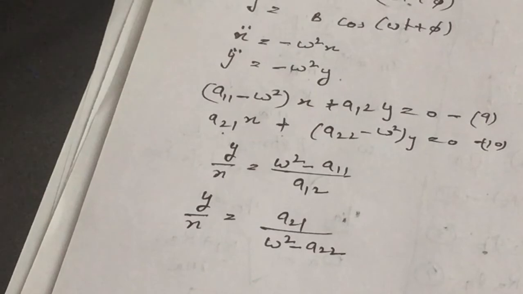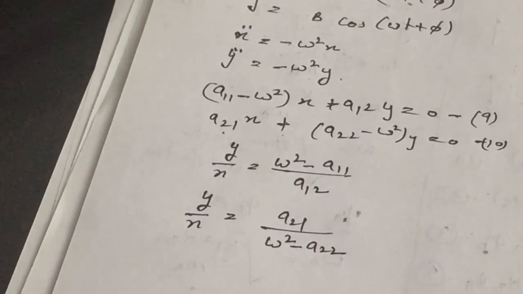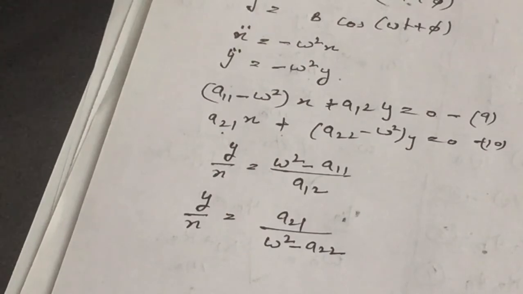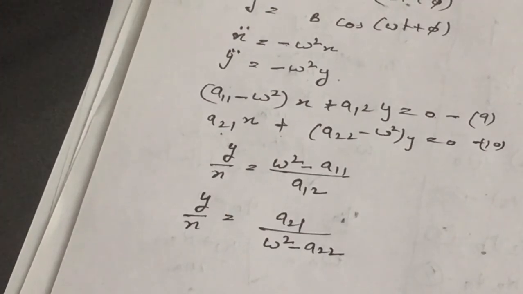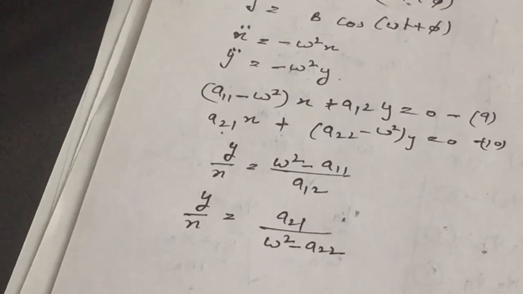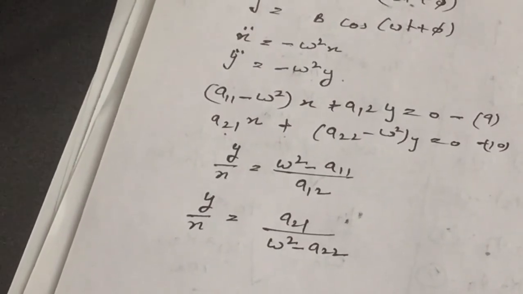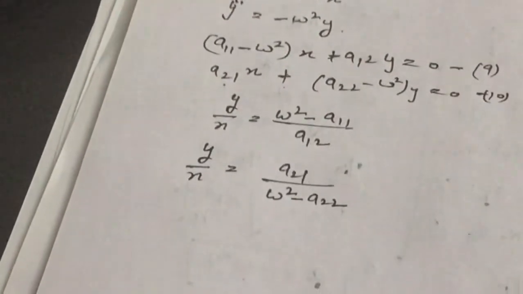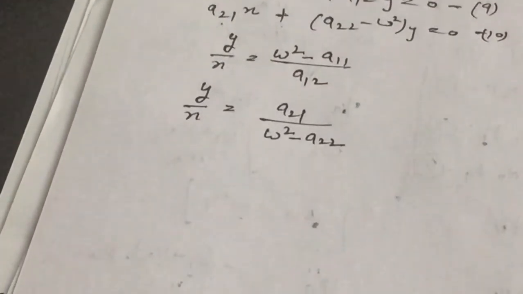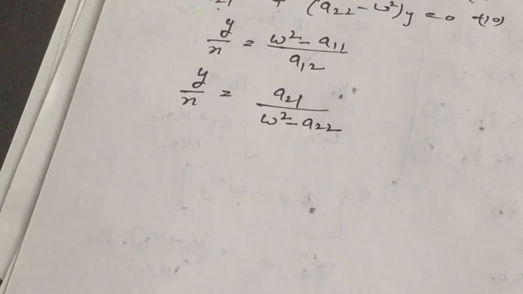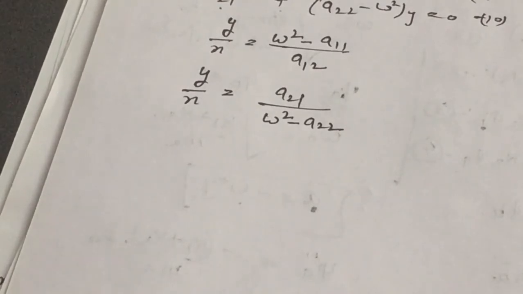the displacement y upon x is equal to omega square minus a11 divided by a12, or the second simple harmonic motion is possible for the same case when y upon x is equal to a21 divided by omega square minus a22, where a21 and a22 both represent constants, and these constants are in terms of k1, k2, k3, and under root ma and under root mb, which we already discussed.